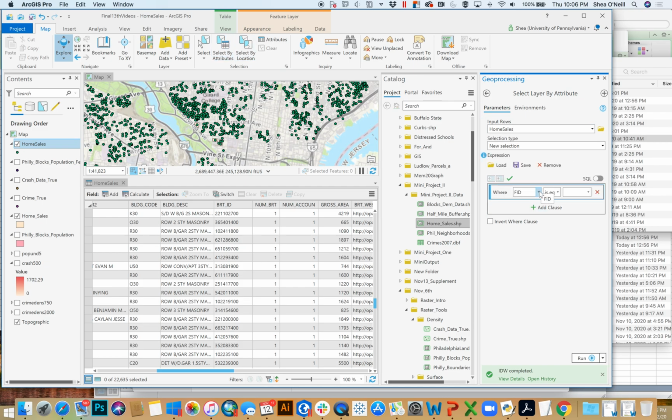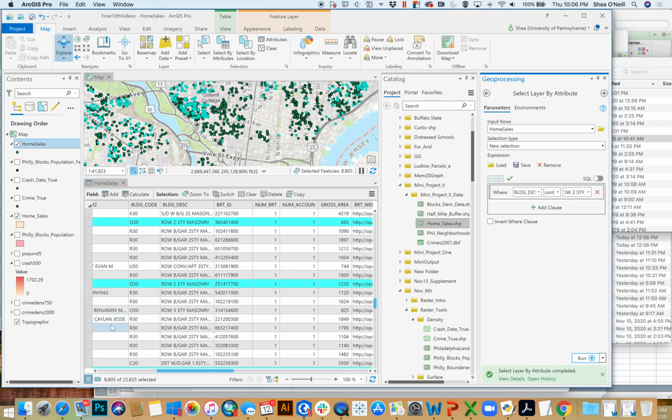Come on in here and say, I want to select where the building description contains the text, and make sure it's all capital here. Row 2 STY. Oh, that was not capital, Shay. Row 2 STY. Run it. Okay, and that'll give me my sample size.